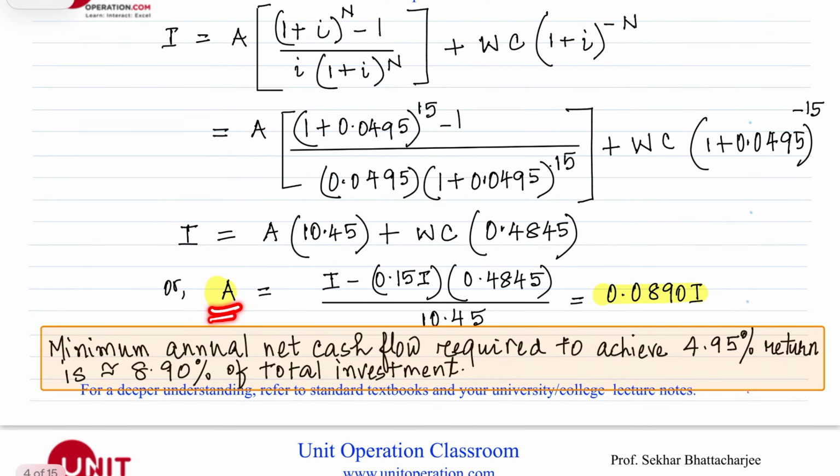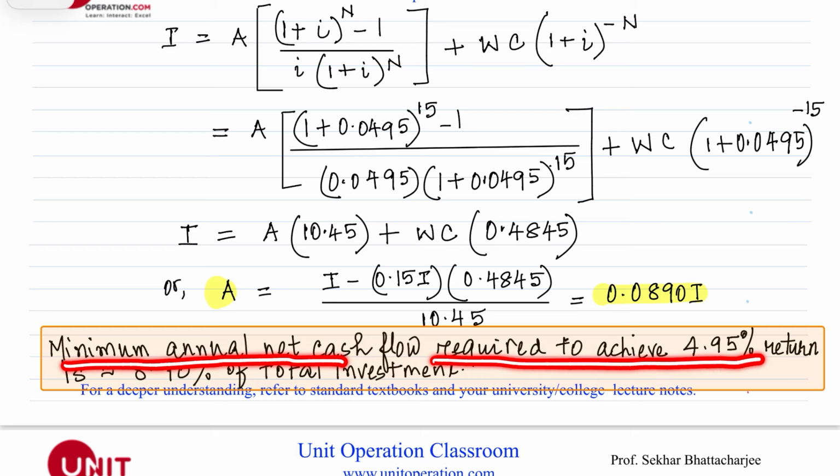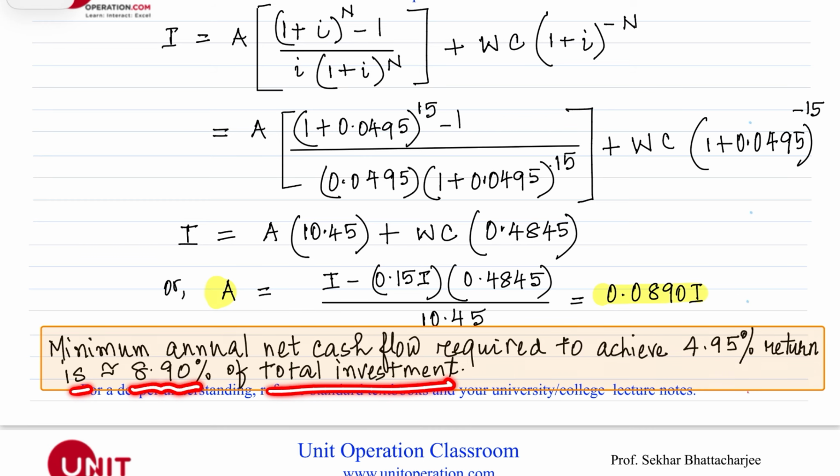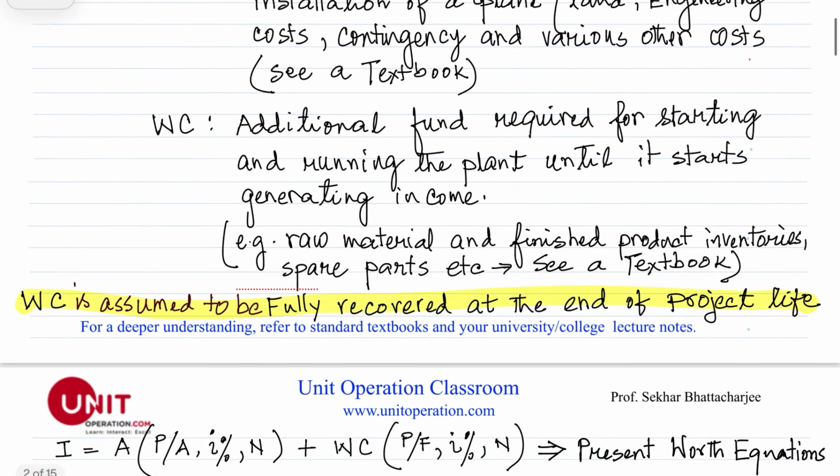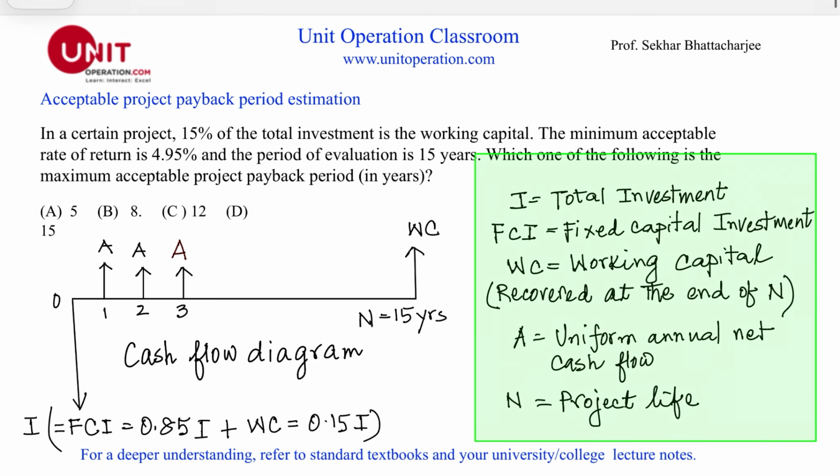So we get the value of A as 0.0890I, which is the minimum annual net cash flow required to achieve a 4.95% return. It is 8.9% of the total investment. That's what it says. So this A, every year we should get 8.9% of the total investment I. Then only this becomes sensible. Okay.